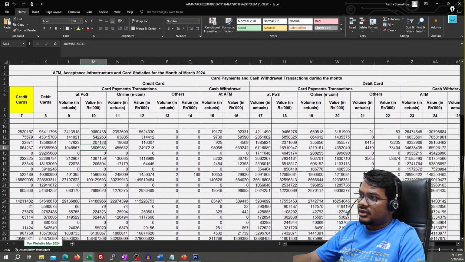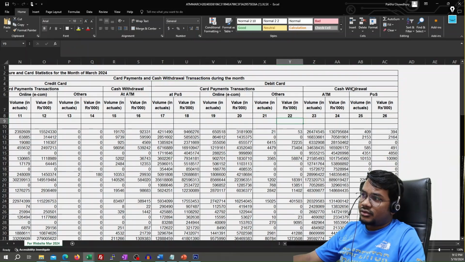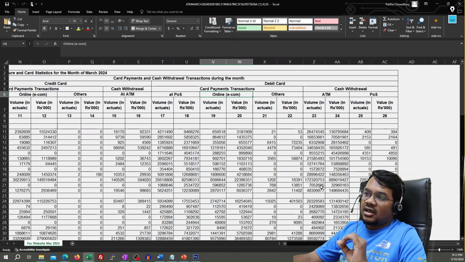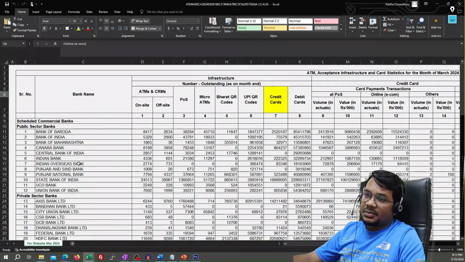You can use this particular data for understanding the debit card market. How much cash withdrawal is happening? How much is the online e-commerce? This is very, very powerful data, and it is being used by all the banks and all the players in the credit card market to actively understand what competitors are doing.